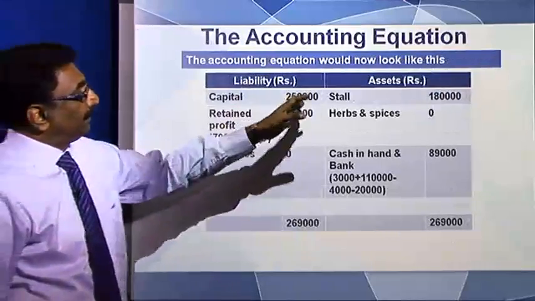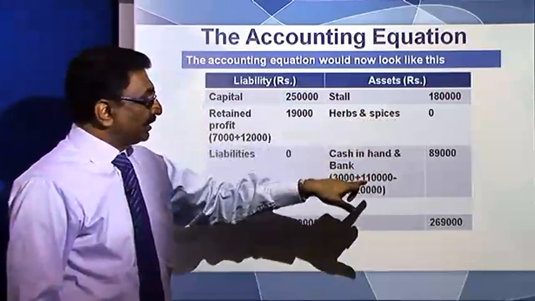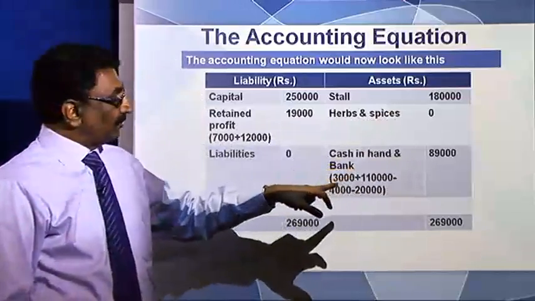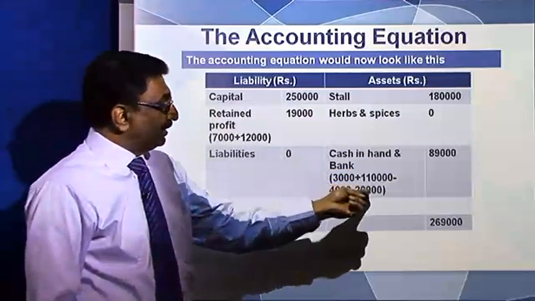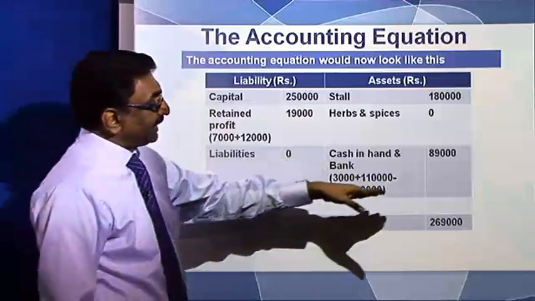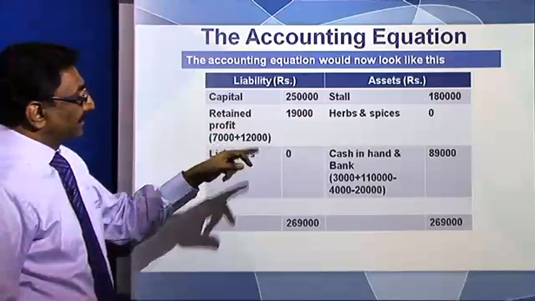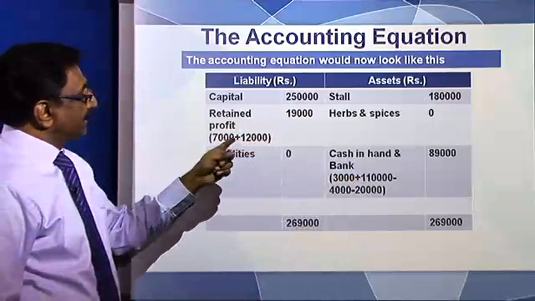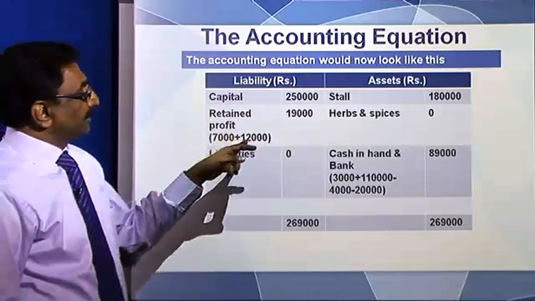So, what happened? The whole stock has been sold, so the balance is 0. What was sold at 110,000 has added to the cash balance here. But simultaneously, 4,000 rupees has been paid as wages and Ram has drawn 20,000 rupees for his personal use. So, the net cash balance after all this is 89,000 rupees, and out of the profit of 32,000 rupees he took 20,000 off. So, what is retained now is 12,000. Initially the retained was 7, plus 20, 12,000 now.